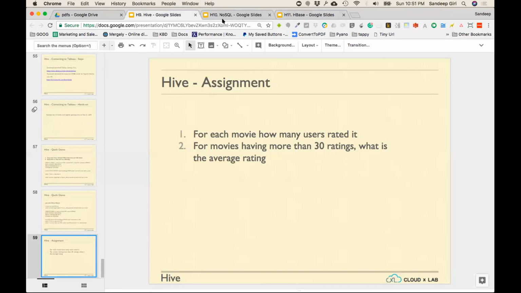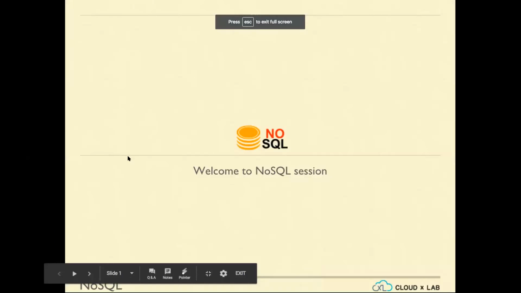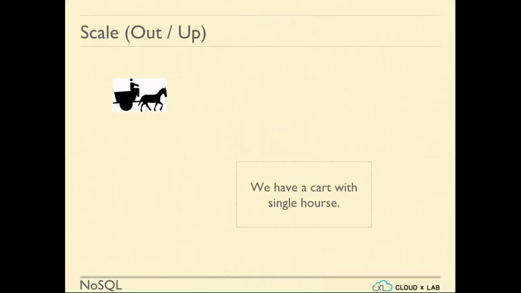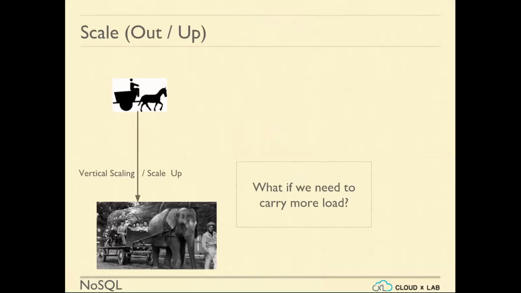All right, so let's get started. It's a pretty simple session. It's not going to be too hard. Most of you are already aware of things, so I'm going to go ahead. All right, so first of all, what is scale up and scale out? So let's say we have a single cart with a single horse, and we want to carry more load. So there are two options we have. First is scale up. Instead of having a horse, we have the elephant.